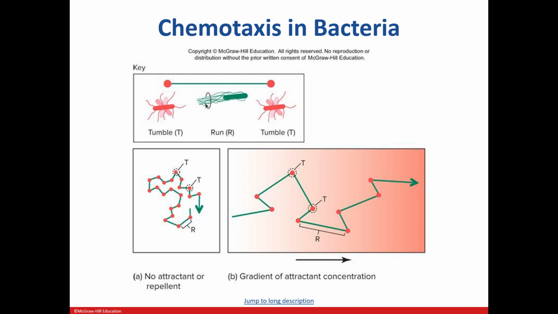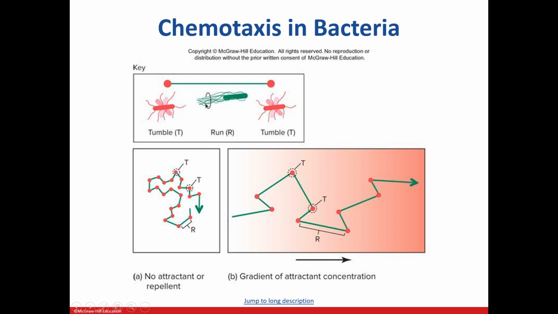Let's look at this process of chemotaxis. The pink represents tumbles, while the green represents runs. In A, there is nothing positive or negative to catch the eye of the bacterium, so it just kind of runs and rolls around in one area.